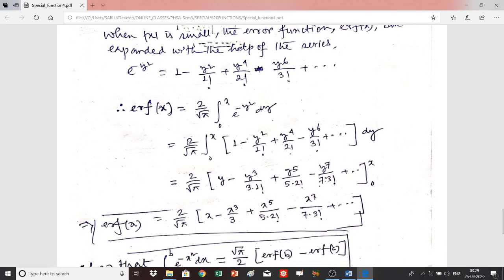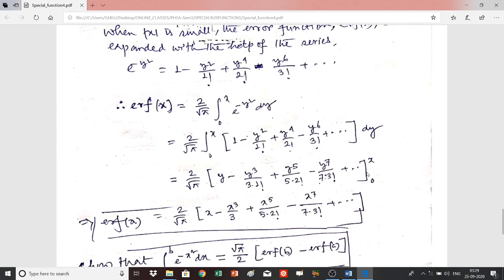So just write it as 2 by root pi, integral from 0 to x, and expand e to the minus y square as this series. So the series is written here, then dy. Multiply by 2 by root pi and integrate all these terms. This will give you y, then y cube by 3 with the 1 factorial, then y to the 5 by 5 with 2 factorial, and minus y to the 7 by 7 into 3 factorial, and so on, from 0 to x.